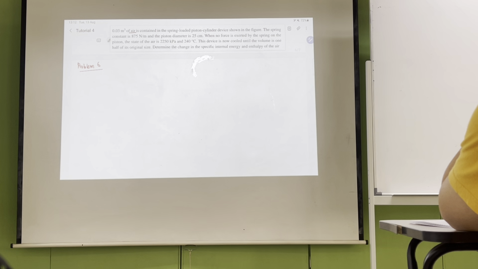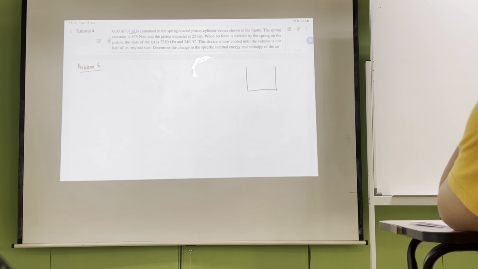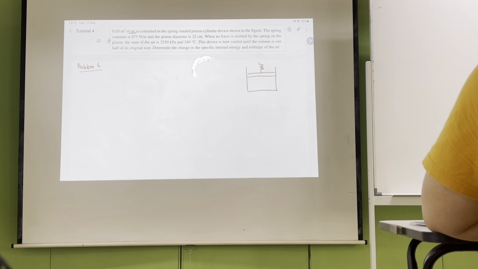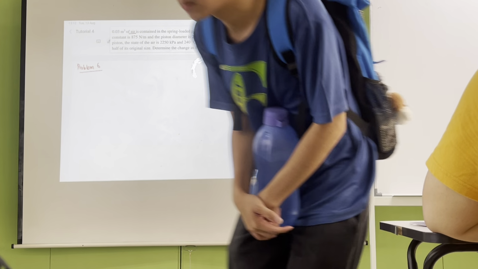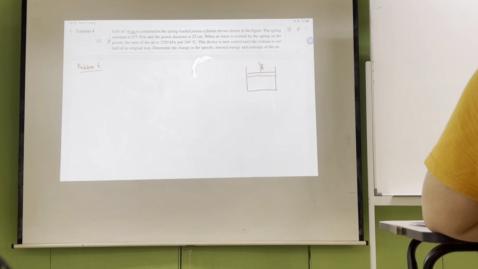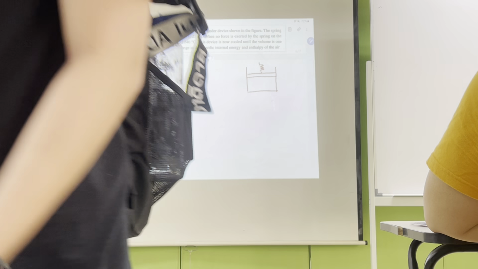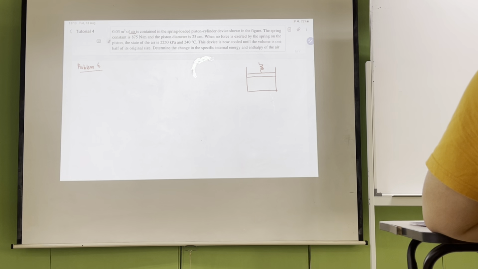Okay, so this question, you are given a piston cylinder device with a spring. Always remember when you are solving a thermal question, the first thing you need to identify is whether you are dealing with a closed system or an open system. Obviously in class this is very obvious because they are split into chapters, but you always need to identify which system you are dealing with. So this one is a closed system.